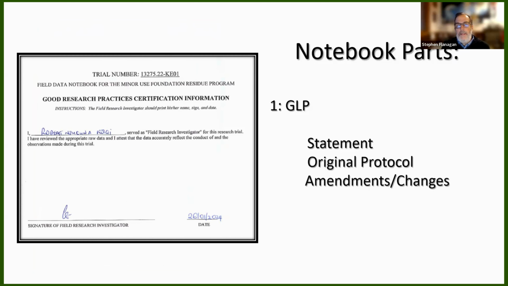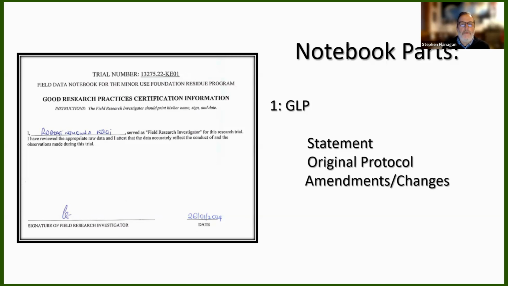Essentially, the GLP portion of the notebook has the GLP statement, which is essentially the field investigator stating that, yes, I have been the investigator in this study and I've conducted it under GLP. So this goes back to what Joe was talking about in terms of reproducibility, and essentially you're putting your reputation and your professional qualifications on the line, saying this is being conducted under GLP.